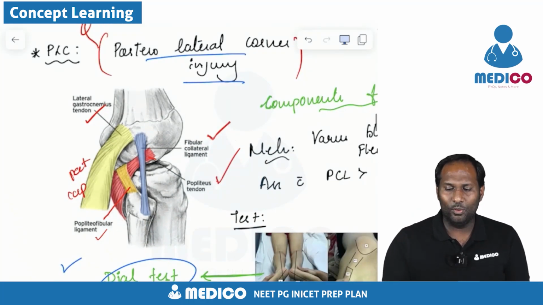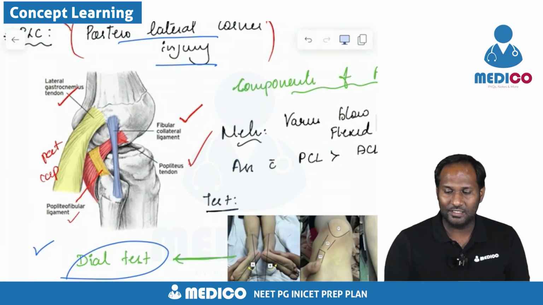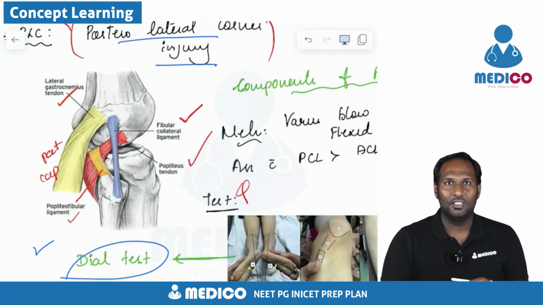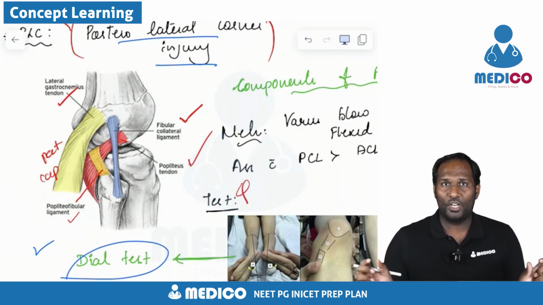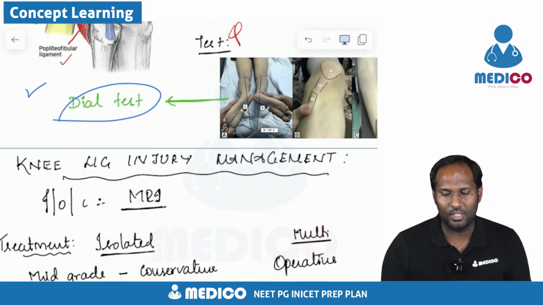The question they will ask is, the diagnostic test is the dial test. You will not have to demonstrate the test, so that is not going to be asked. What is the named test? It's called the dial test. There will be limited rotational movement compared to the normal side. That is for the posterolateral corner injury.